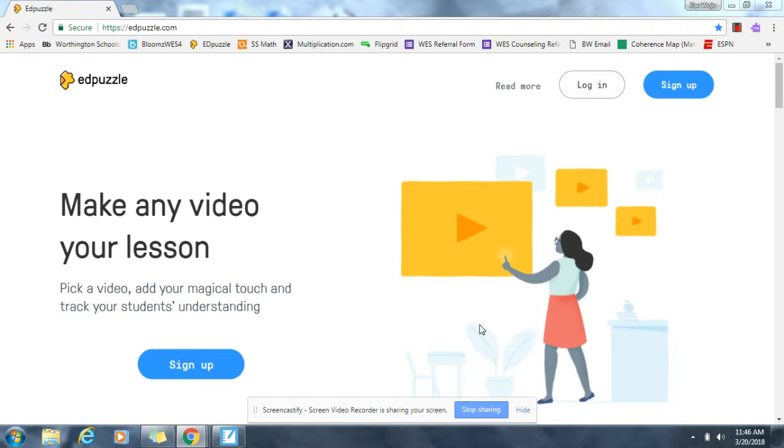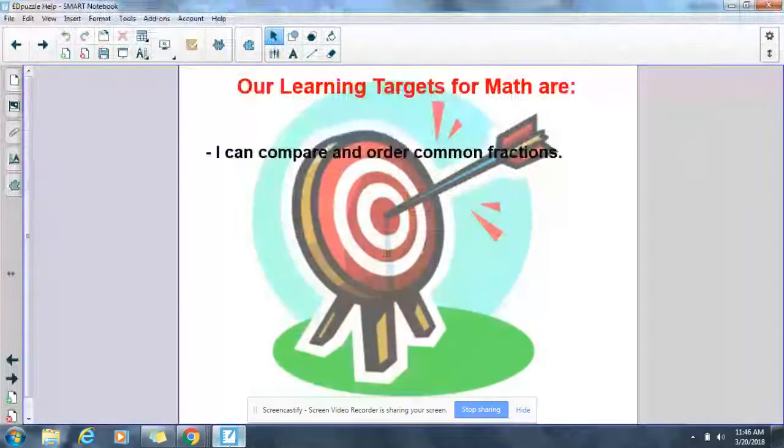Welcome to your Ed Puzzle homework tonight, dealing with comparing and ordering fractions. So we're going to take what we learned earlier about fractions and use it tonight as we're trying to compare and put them in the right order. All right, so our learning target for tonight says, I can compare and order common fractions. We're going to be working on comparing and putting them in the right order.